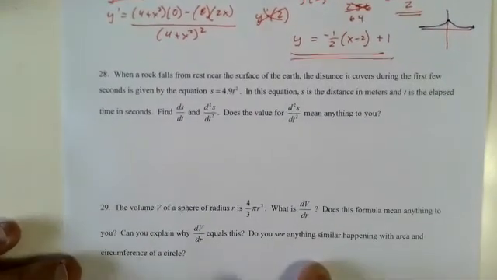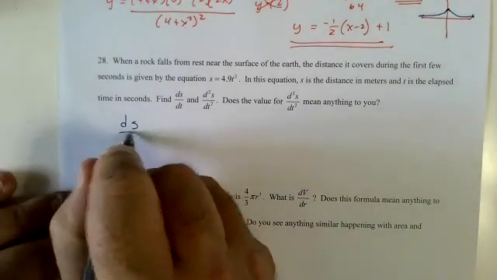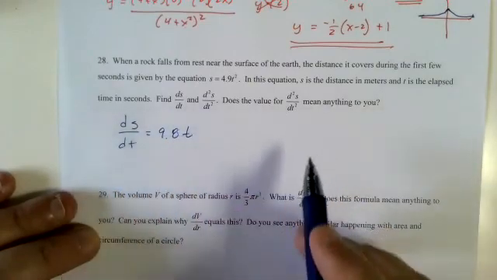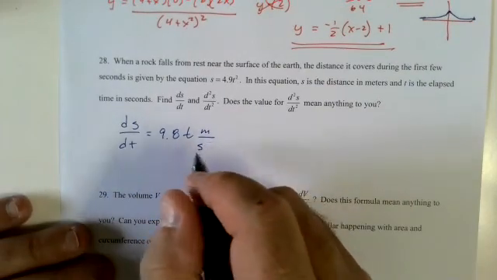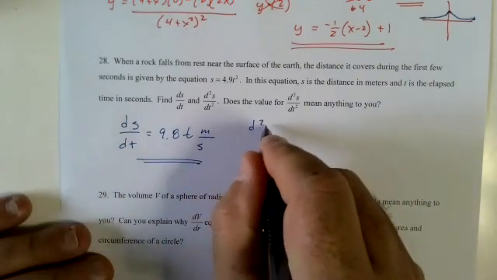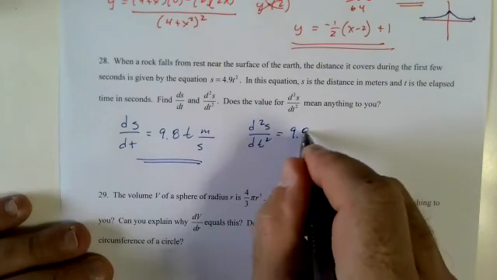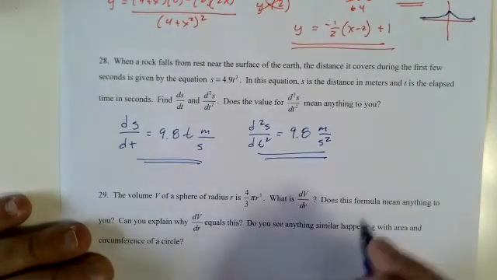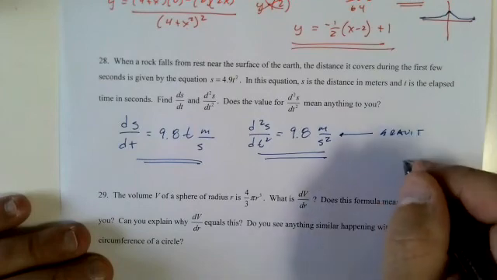Rock falls from rest. That's our next unit. Why do I do this? Oh yeah, that's right. I want to introduce you. So blah, blah, blah, ds/dt equals 9.8t. Do we have units? Oh, we do have units. Meters per second. Yep. And then d squared s/dt squared equals 9.8. This should all be negative, but we're being lazy. Meters per second squared. And this is the gravitational constant for Earth. Don't believe me? Go ask your physics teacher.